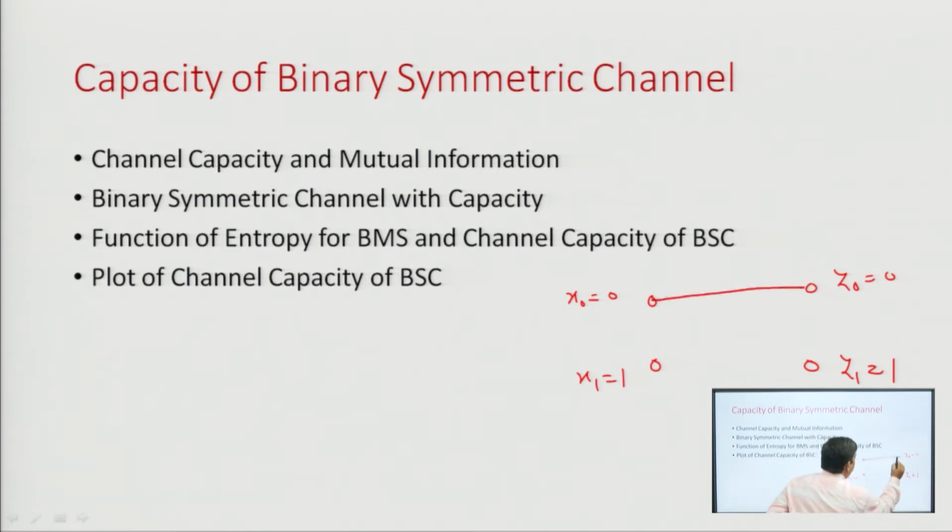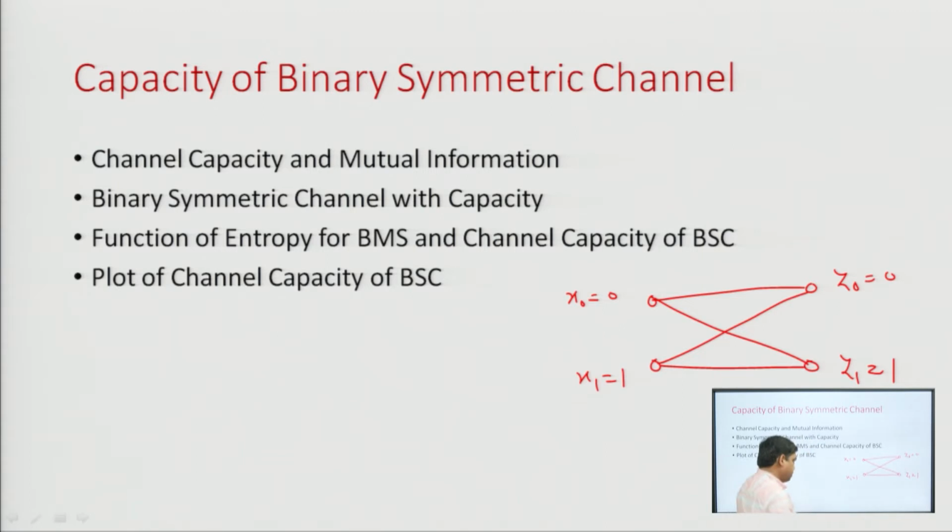We can draw its symmetric diagram. When the input is x0 equals 0 and the output is y1 equals 1, the probability of error is p, so the probability of correct reception is 1 minus p, for 0 input and 0 output. Similarly, when the input is 1 and the output is 0, the probability of error is p, and the probability of correct reception is 1 minus p for 1 input and 1 output. This is the symmetric diagram of the binary symmetric channel.